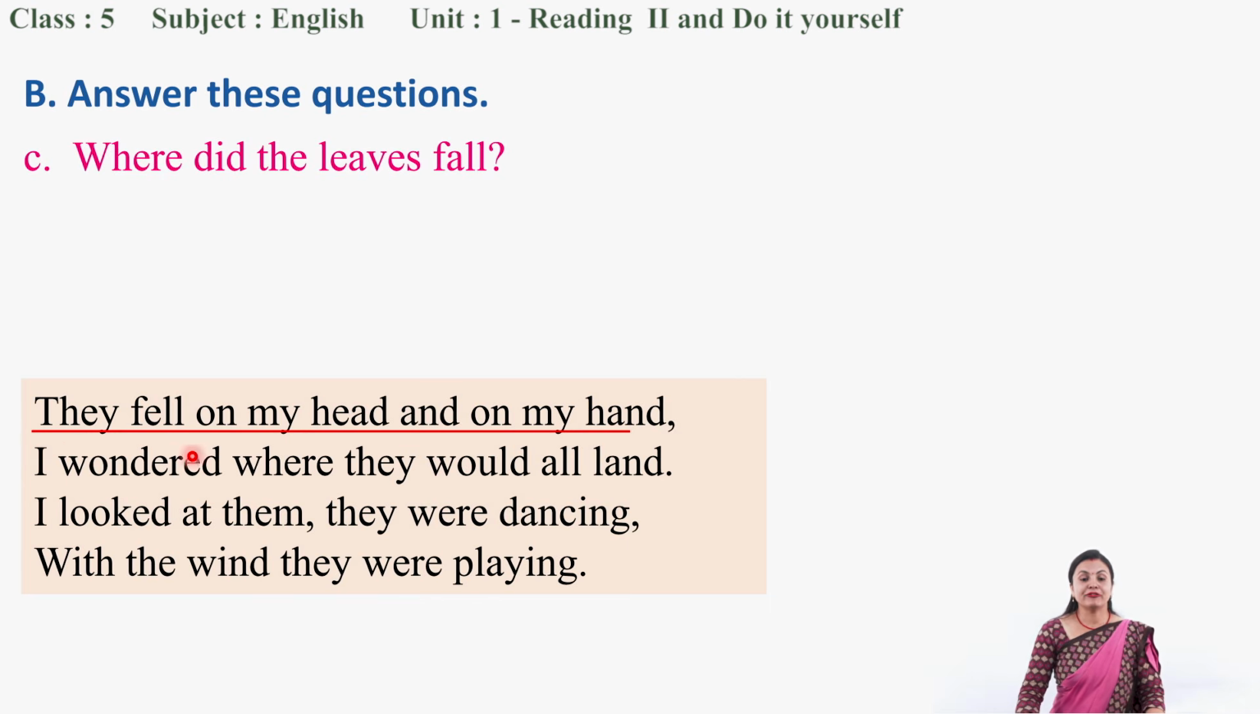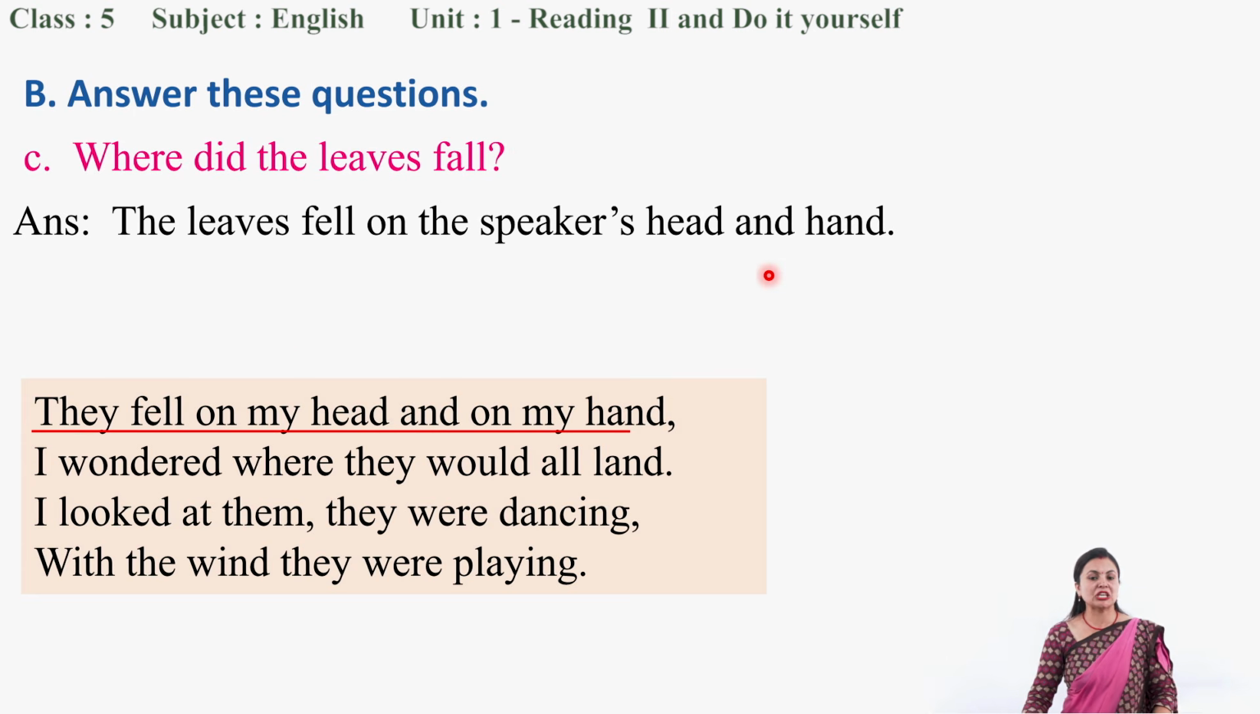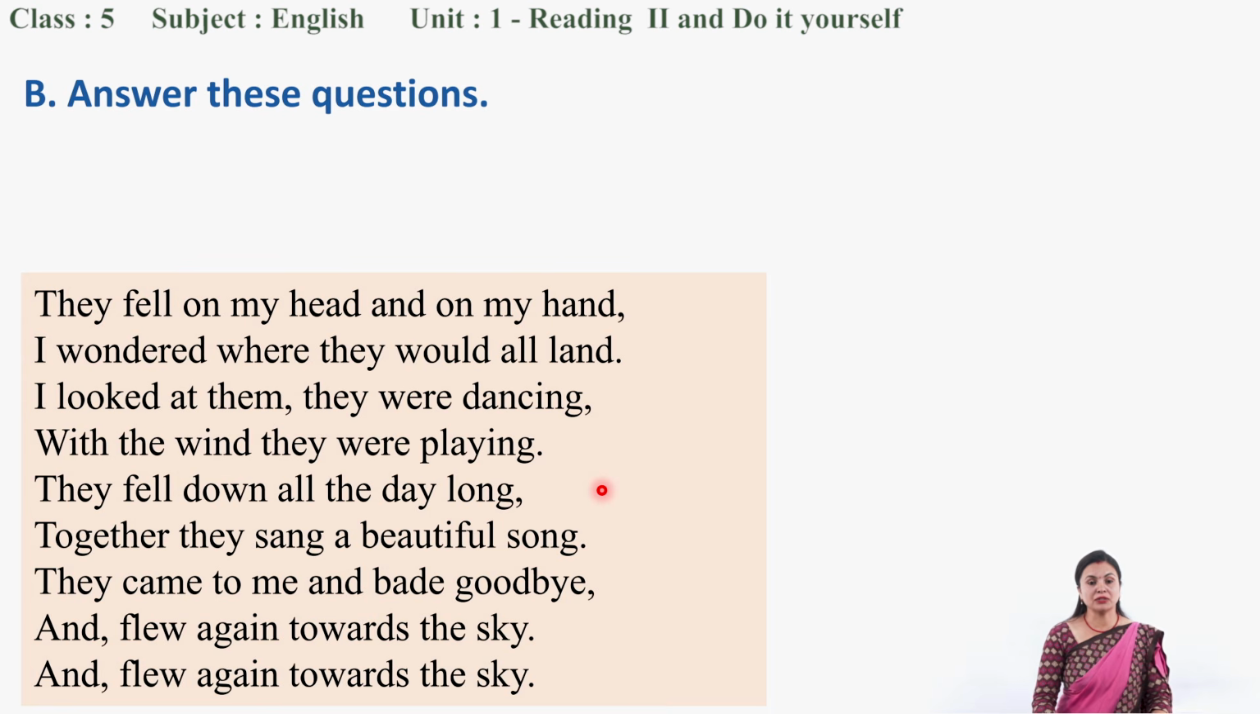Okay, so they fell on my head and on my hand. So what do you think? How do you write this answer? Where did the leaves fall? Do you write like this: the leaves fell on my head and on my hand? Yes, of course. You can write like this: the leaves fell on the speaker's head and hand. Because the speaker is someone else. Yeah, isn't it? So we have to write down the speaker's head and hand. Okay. So now let's see another question.